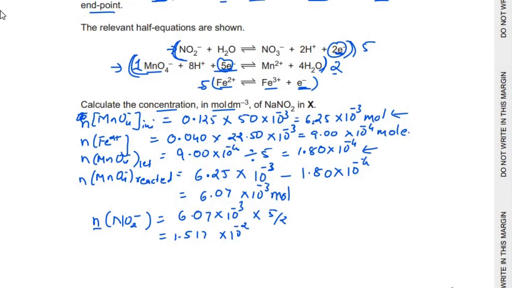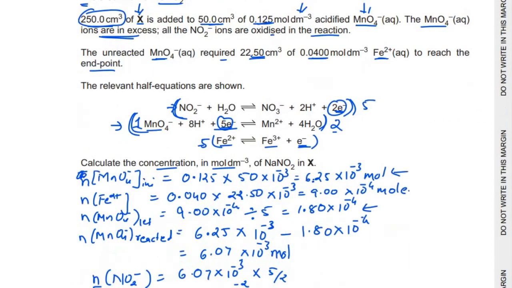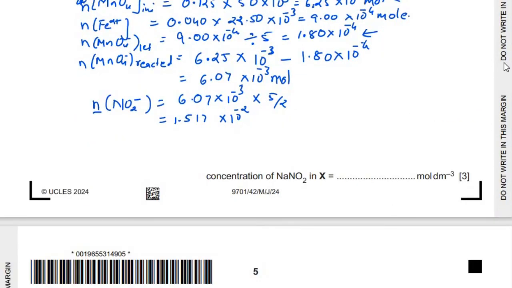Now we know that these are just the moles. Now what is concentration? So concentration is moles divided by volume. Now the volume is 250 centimeter cube. So let's calculate the concentration, that is moles divided by volume. So that is 1.517 into 10 power minus 2 divided by the volume, that is 250, but 250 again has to be multiplied by 10 power minus 3, and let's find out the concentration then. So I got the answer as 6.068.